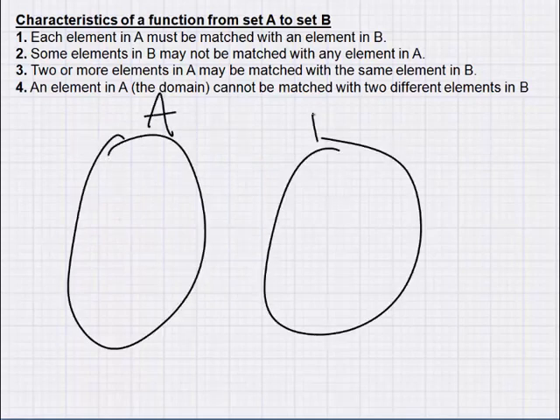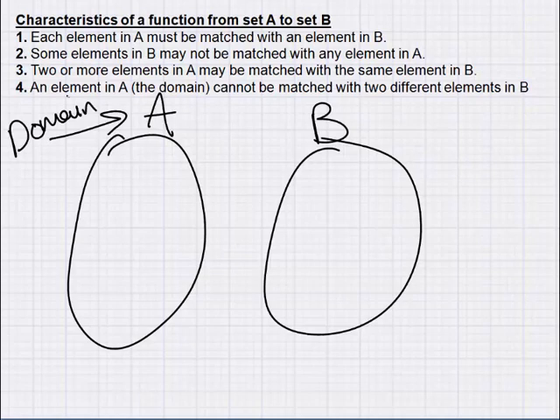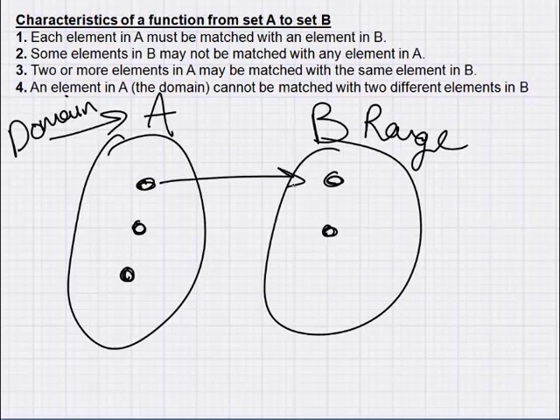Set A, set B. Again, remember we call this the domain. This is my range. Here's some A elements, here's some B elements. So this gets matched here, this gets matched here, and this one doesn't go anywhere. Is it a function? The answer would be no, because the key is each element in set A has to get matched to exactly one element in set B. This one goes to 1, this one goes to 1, this one doesn't go anywhere.